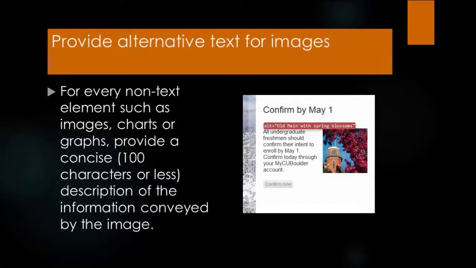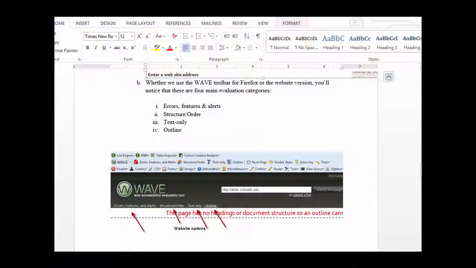Provide alternate text for images. For every non-text element, such as images, charts, or graphs, provide a concise, 100 characters or less, description of the information conveyed by the image. Screen reader users use this information to understand the information conveyed by the image.